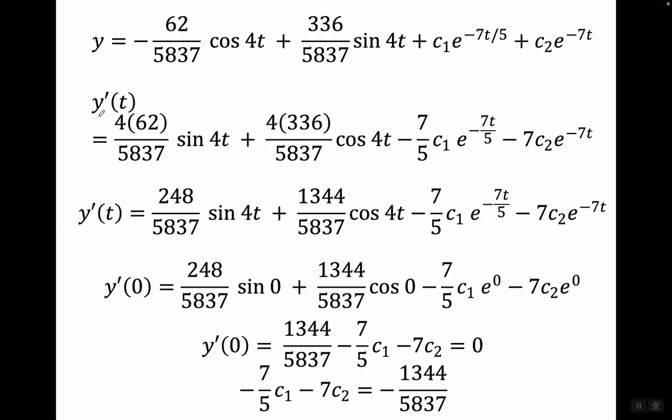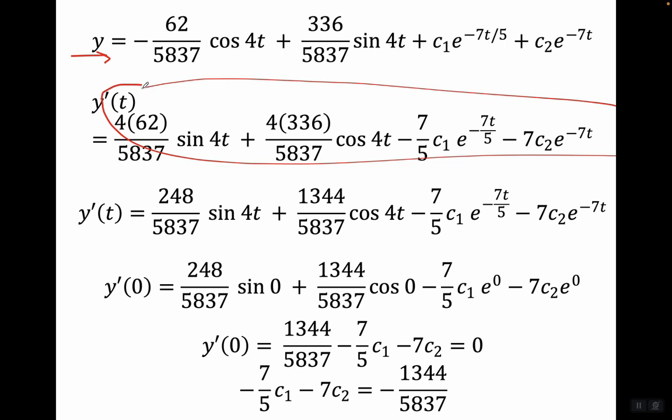Let's do the same thing with y prime. Here's y. Take the derivative, and we end up with this. Oh my goodness, what a mess. But that's what you get when you take the derivative of the above equation. That simplifies to 248 over 5837 sine 4t plus 1344, and so on. Plug in 0. Again, sine 0 is 0, cosine 0 is 1, e to the 0 is 1. And we end up with 1344 over 5837 minus 7/5 c1 minus 7c2 equals 0.